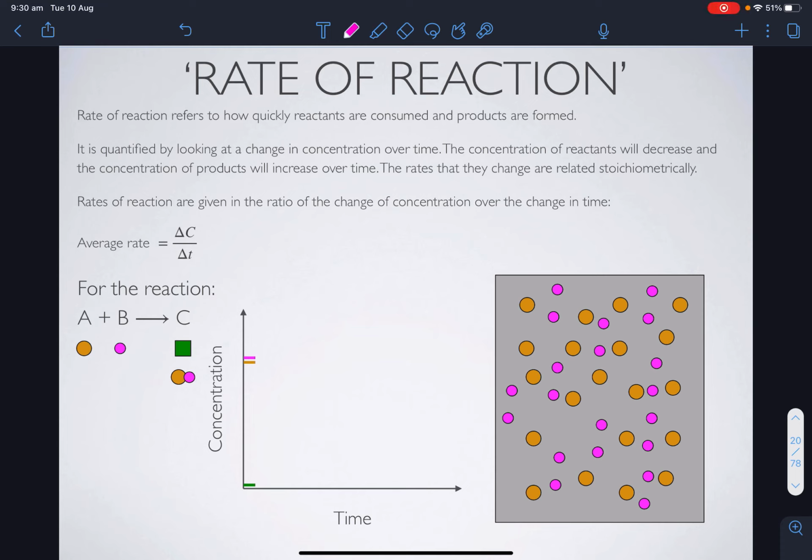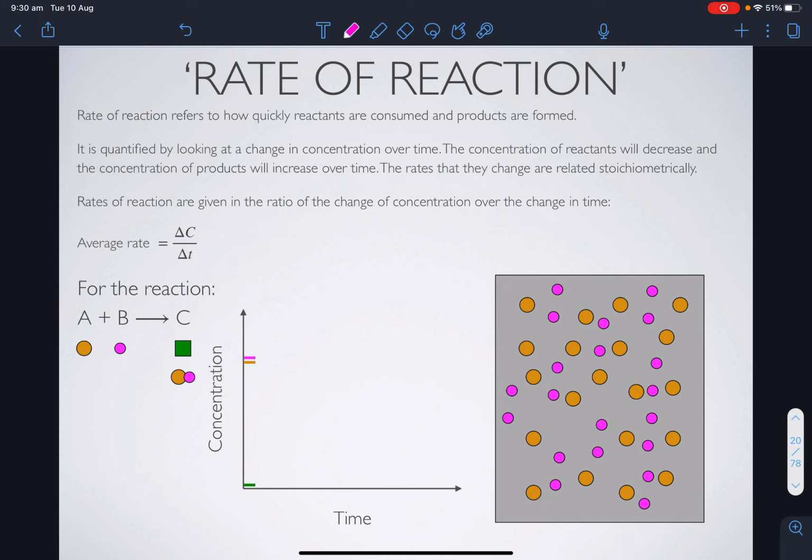Okay, let's talk about rate of reaction. This refers to how quickly reactants are consumed and products are formed. So we're talking about changes in time. We can quantify it by looking at a change in concentration over time. So the concentration of the reactants will decrease over time, and the concentration of the products will increase over time. The rates that they change at are also related to the stoichiometry of the reaction as well.